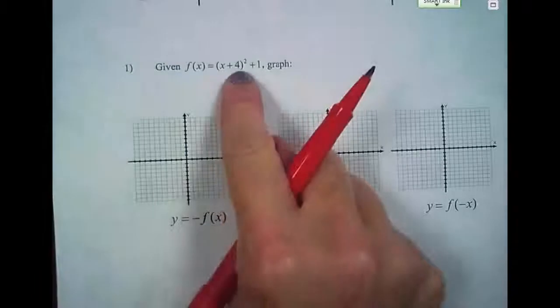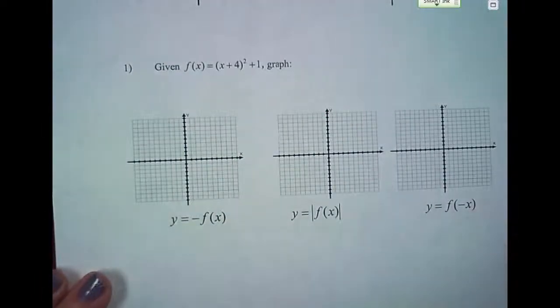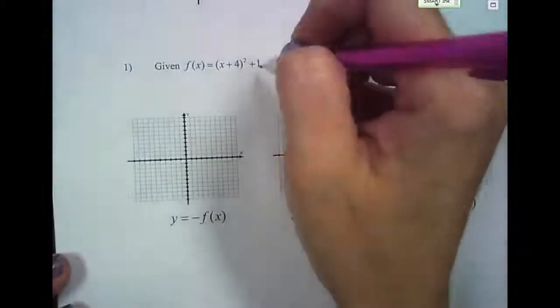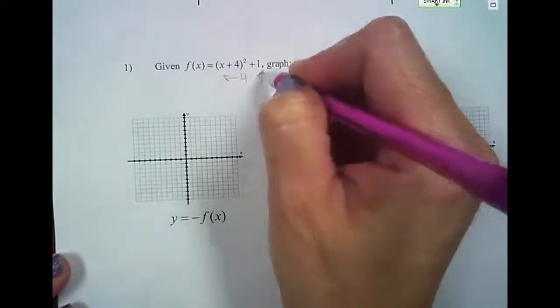Okay, the next problem wants you to take one graph and do 3 things to it. So in pencil, I'm going to graph this graph. And just do 3 points. You don't need to make a whole huge graph, okay? So this is a U, a parabola. We're going to go left 4 and up 1.